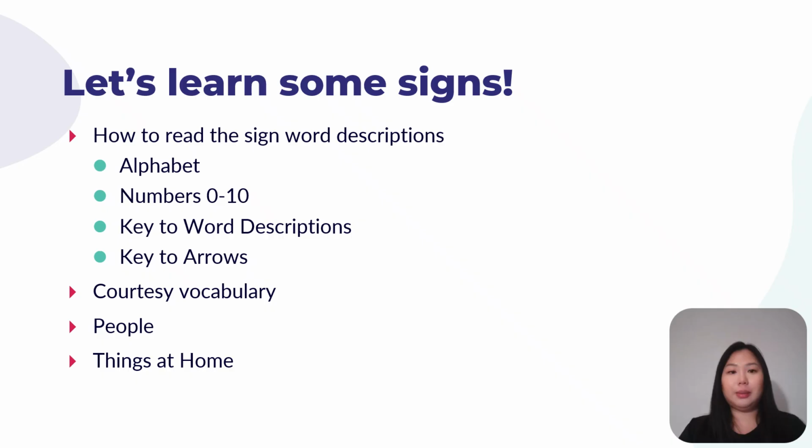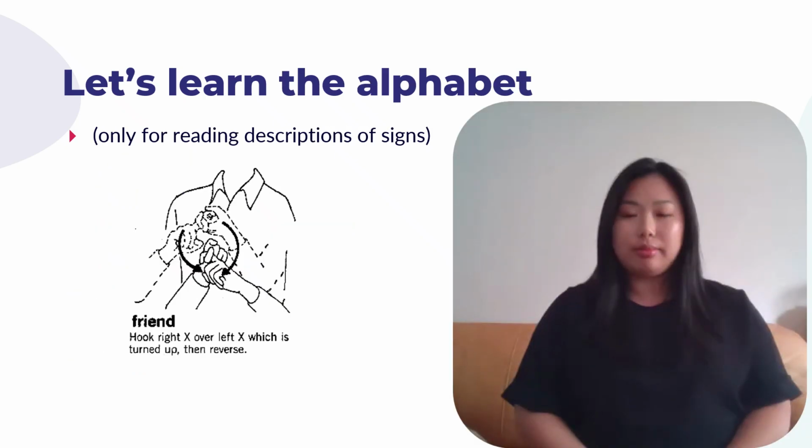Now let's learn some signs. First, we will go over how to read the word descriptions paired with the signs we're showing in this series. To do that, we will learn the alphabet and some numbers. Then we will go through the key to word descriptions and arrows. Finally, we'll learn some signs about courtesy, people, and things at home. We just want to point out that we're only learning the alphabet so that you're able to read the word descriptions of the signs.